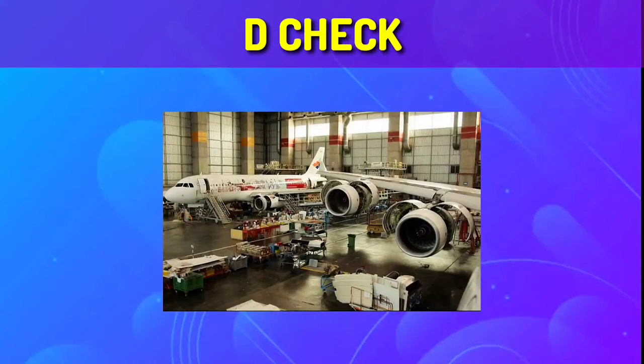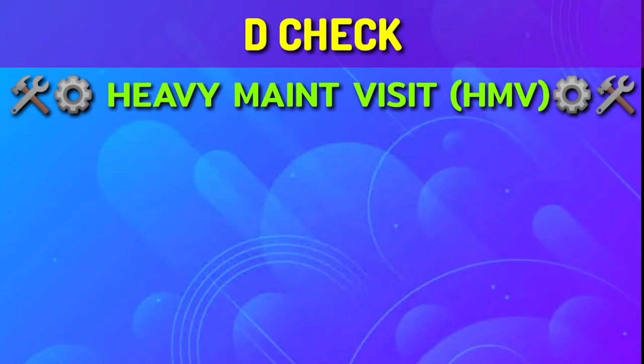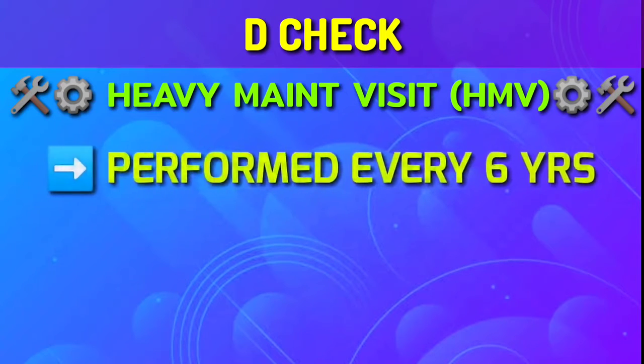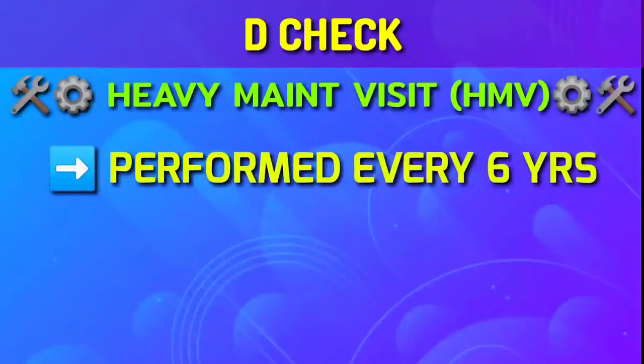D check. This is by far the most comprehensive and demanding check for an airplane. It is also known as Heavy Maintenance Visit, HMV. This check occurs approximately every 6 years. It is very intense, as complete stripping of an aircraft takes place. Even the paints need to be removed for further inspection of the fuselage metal skin.